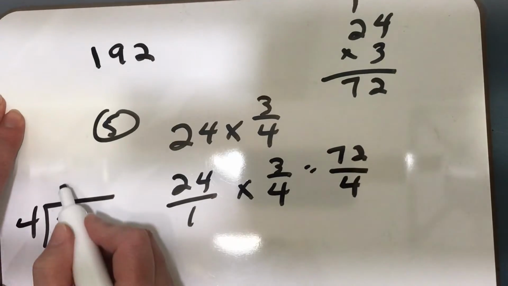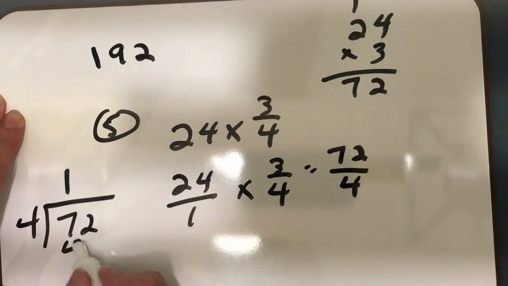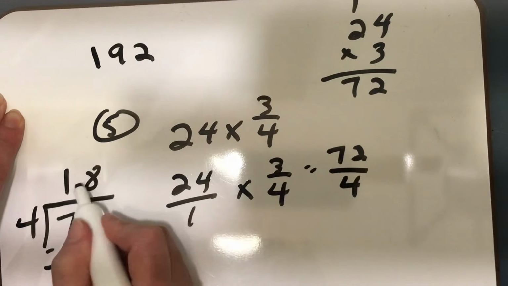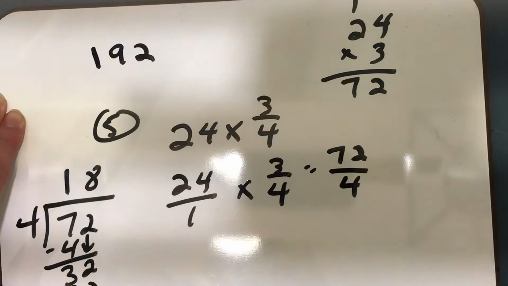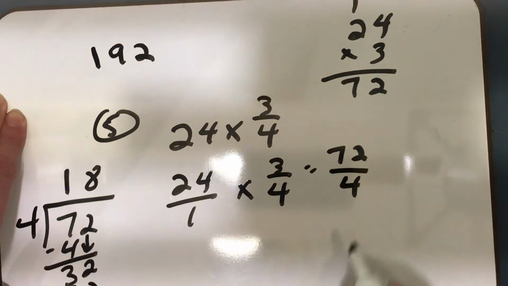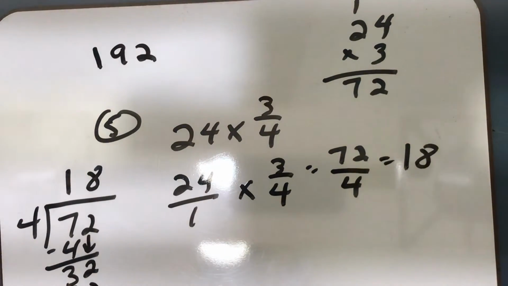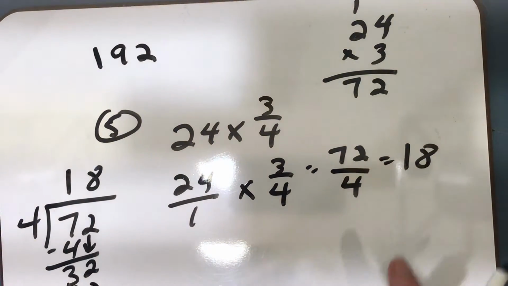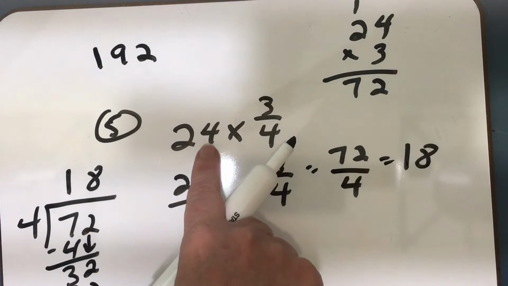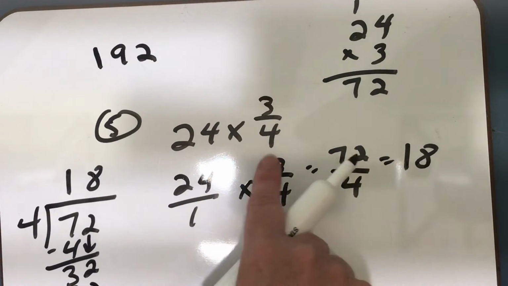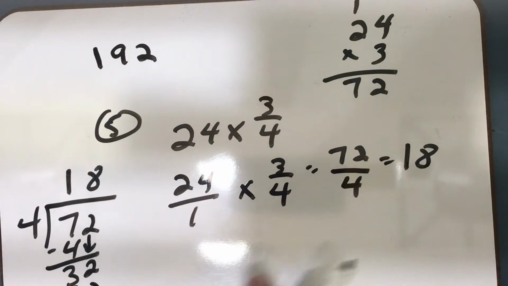So we'll do 72 divided by 4. So 4 goes into 7 once. 1 times 4 is 4. I subtract, and then bring down my 2. 4 goes into 32 8 times. 8 times 4 is 32. So that time I got a whole number. 72/4 equals 18. Okay, so you do 1 through 10 the same way. Change your whole number to a fraction. Just make 1 the denominator, and then just multiply numerator times numerator, denominator times denominator.